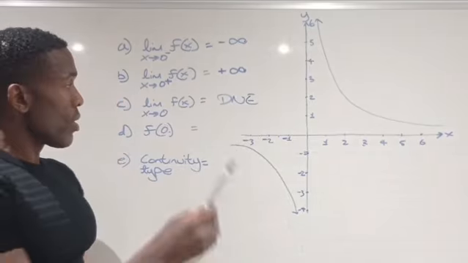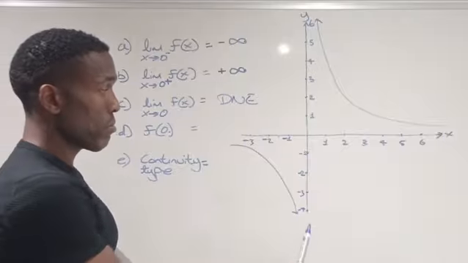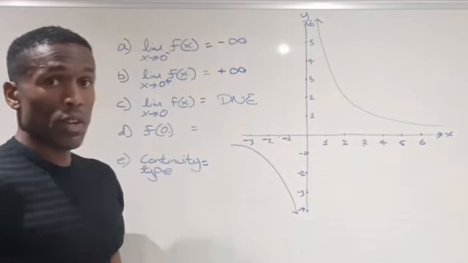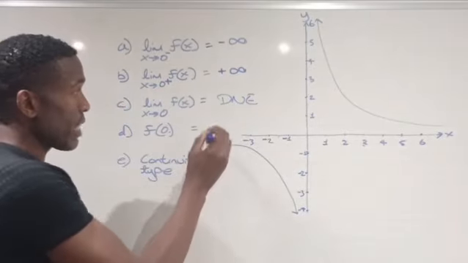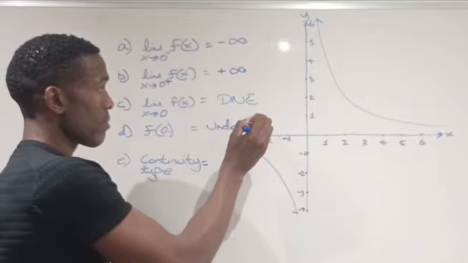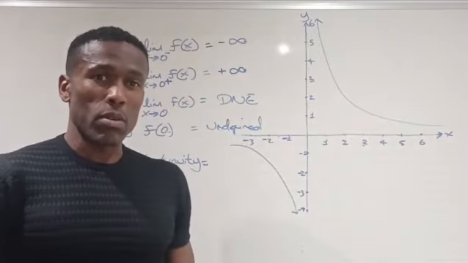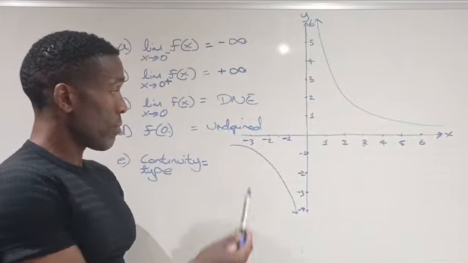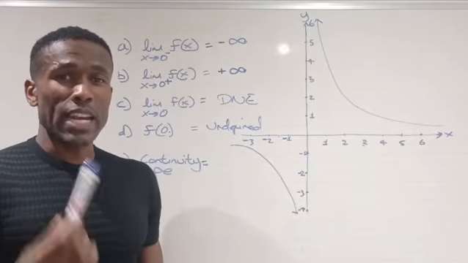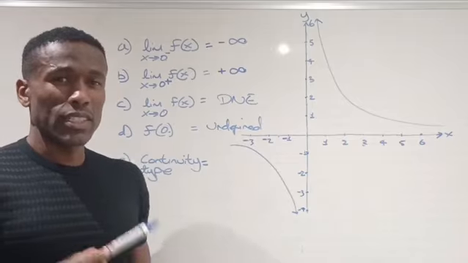What's the function's value when x equals 0? I can't see any closed circles when x equals 0. Therefore, the value is undefined. And finally, what's the continuity type? Well, this type of discontinuity is called an infinite discontinuity. An infinite discontinuity.